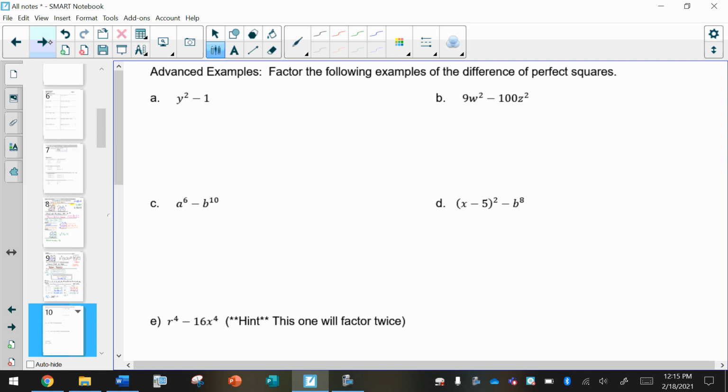So why don't you pause, try these examples, and then come back.